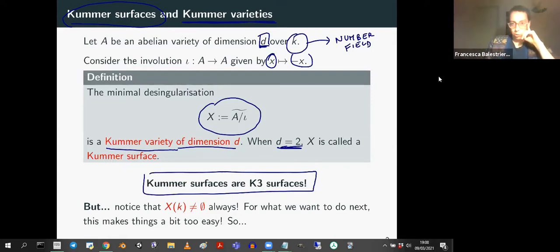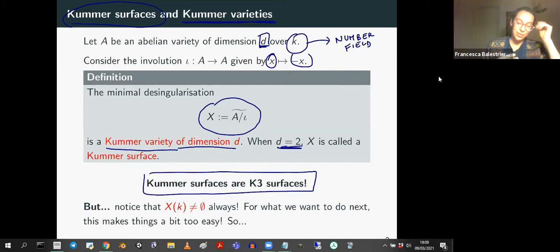Now, the first point I want to make is that Kummer surfaces and Kummer varieties more generally clearly have a really close relationship to abelian varieties by construction. And this is something that we will exploit later on. So that's the first observation.